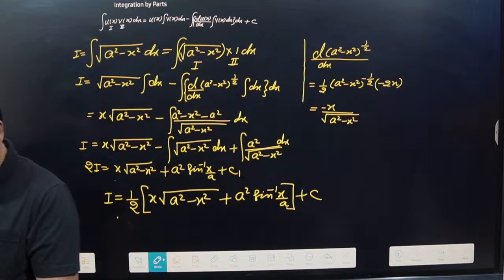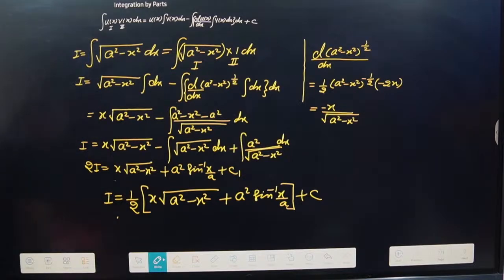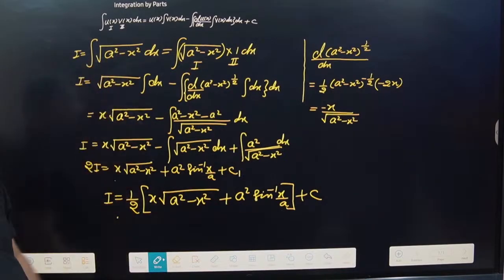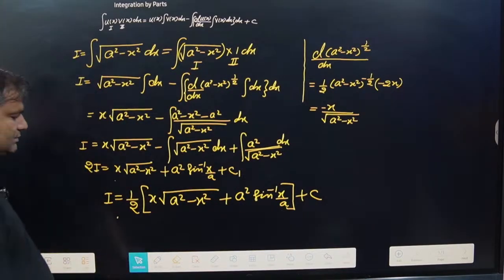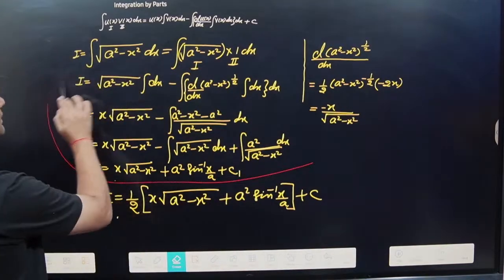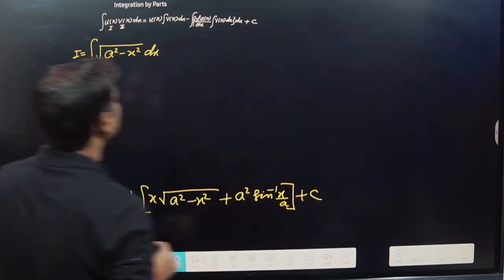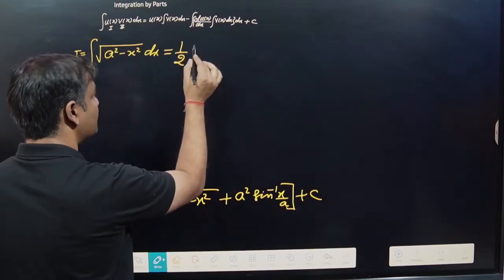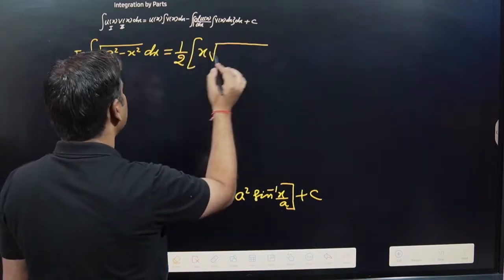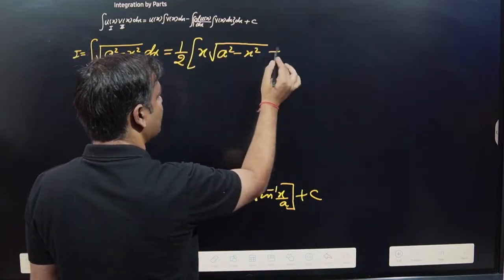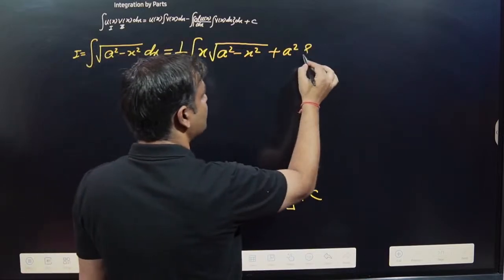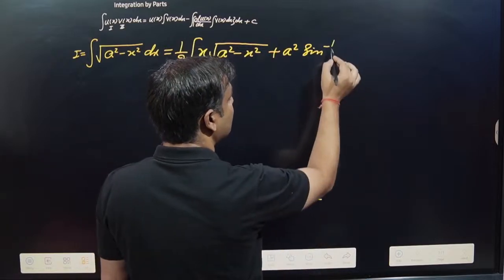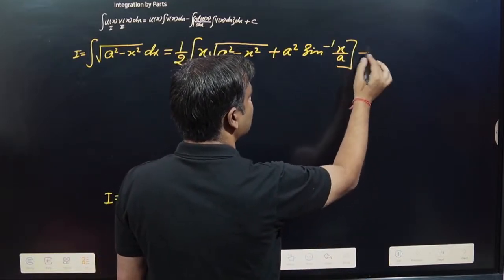Now I will take another problem. So basically this is the derivative, this one is the formula of that one. So simply you can say that this one is written as 1 by 2 x under root a square minus x square plus a square into sine inverse x upon a plus c.